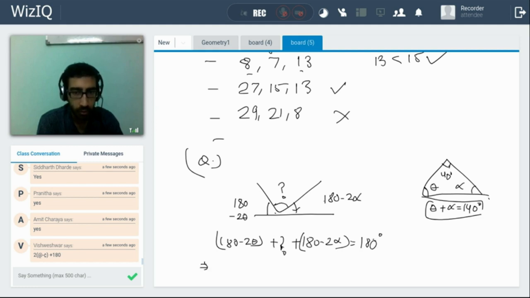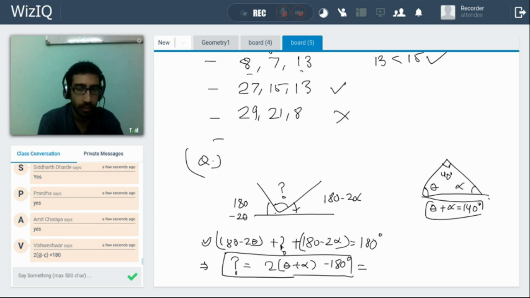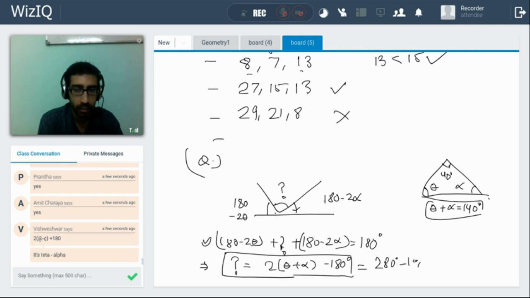And if you were to just solve this, you will get the question mark angle is equal to twice of theta plus alpha minus 180. If you just rearrange these terms, you'll find the angle that you need to calculate is twice of theta plus alpha minus 180. Theta plus alpha is 140, so just substitute it here. So twice 140 is 280 degrees, minus 180 is without a shadow of doubt 100.